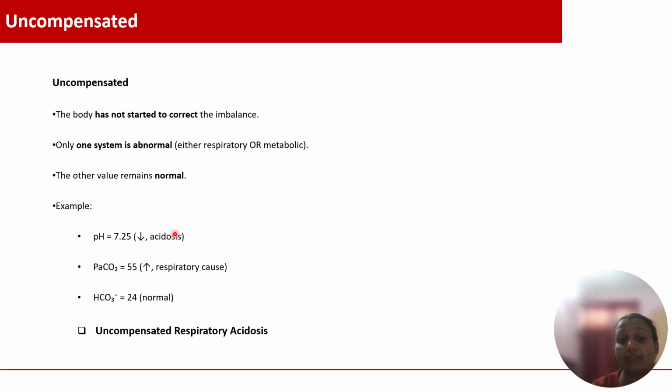So less than 7.35, that means a decreased pH, the acidosis condition. Here we can see carbon dioxide is increasing, so that means a respiratory acidosis condition, and the bicarbonate is normal. In this, respiratory acidosis uncompensated. No other value is trying to compensate here. So this is an uncompensated respiratory acidosis.